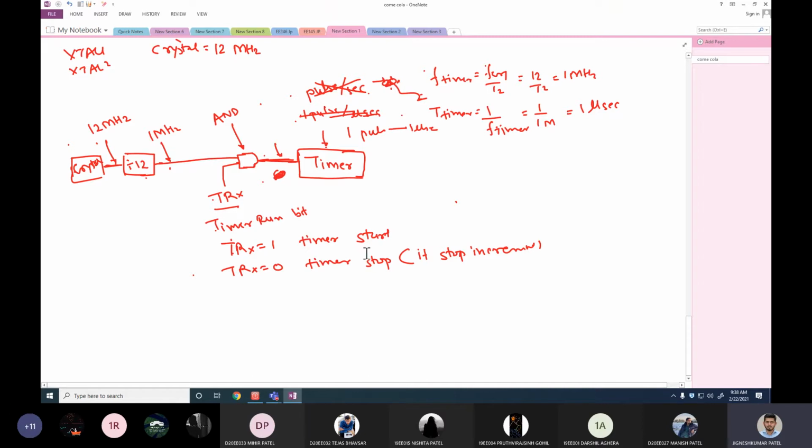Okay, now see what's happened. As soon as I turn on this bit, as soon as I write 1 at this place, a frequency will appear, and due to that my timer will start counting. Let's assume my timer starts from 0000. I am talking about hexadecimal, so let us say 0x0000. After each received pulse, this will increment. It will go to 0001, 0002, and so on.